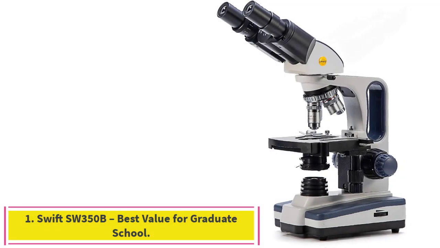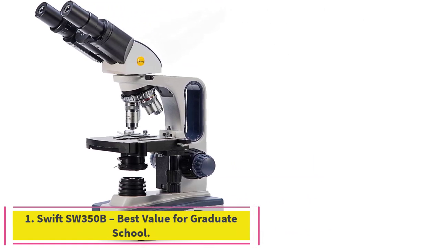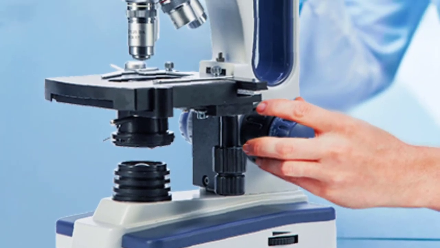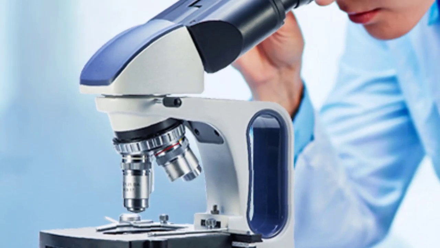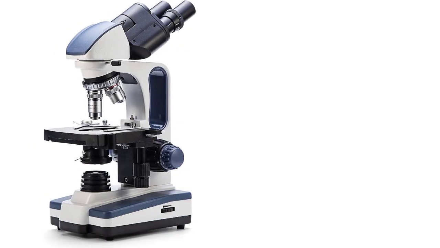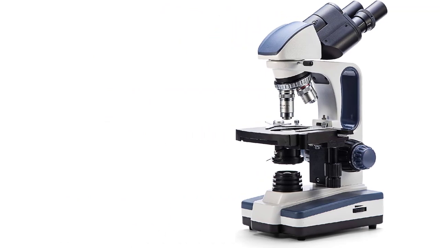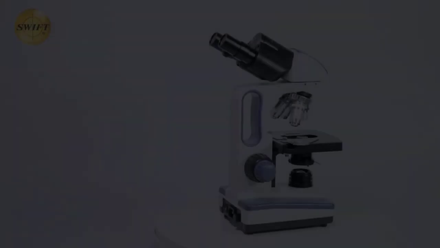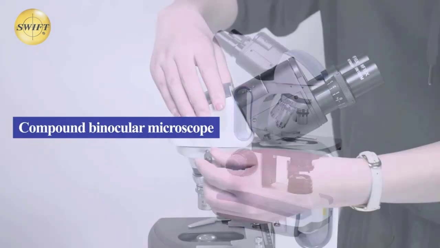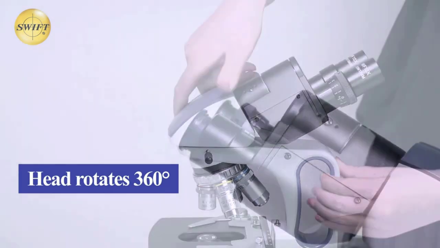Starting at number 1. Swift SW350B, best value for graduate school. Magnification, 40x, 2500x. Power, compound binocular. Eyepieces, WF10X, WF25X. Objective lenses, DIN achromatic 4X, 10X, 40X, spring, 100X, spring, oil. Illumination, LED bulb plus Abbe condenser.